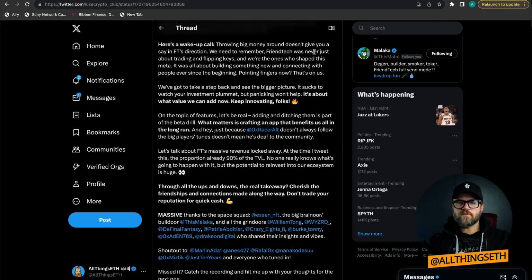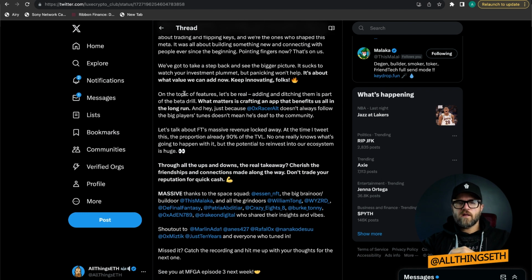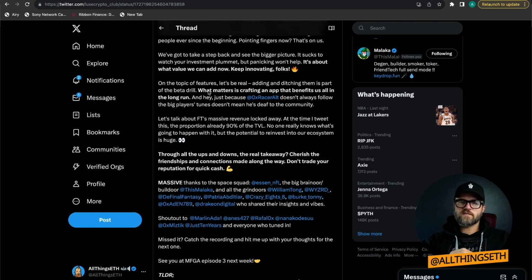Throwing big money around doesn't give you a say in FT's direction. Now, he's talking about CBB and others, right? We need to remember Friend.Tech was never just about trading and flipping keys, and we're the ones who shaped this meta. It was all about building something new and connecting with people ever since the beginning. Pointing fingers now, that's on us.